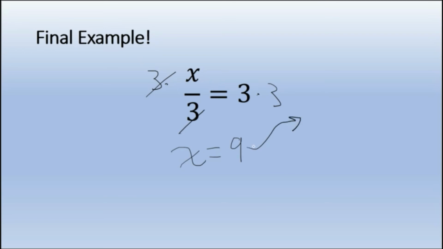Okay, so let's check our work over here. Plug this 9 in for x on the top. 9 divided by 3 equals 3. Okay, so 9 divided by 3, that gives us 3, equals 3. Since they're equal to each other, we know we did it right.